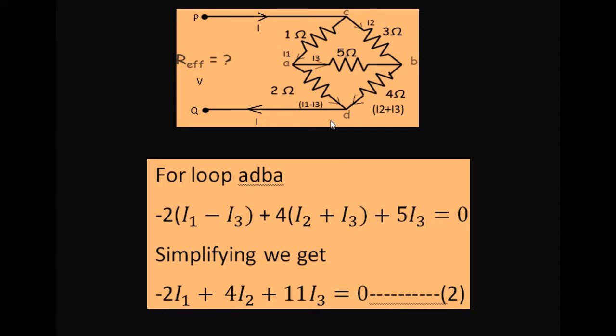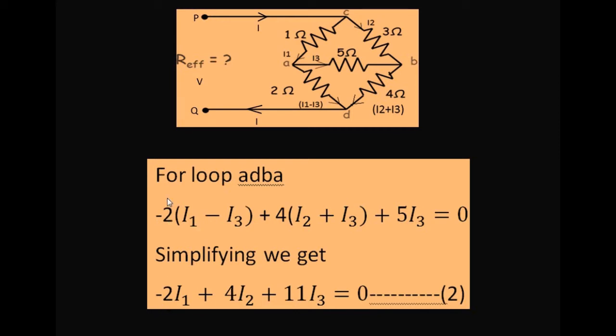And from D to B, we take the measurement of the potential difference, it's opposite direction of the current, so that will be positive. So you get plus 4 times (I2 plus I3). And then from B to A, again we take the measurement opposite direction of the current, so that will be positive. So 5 times I3 would be positive, so you get plus 5 times I3. Now you simplify all these things, that you can do it on your own.